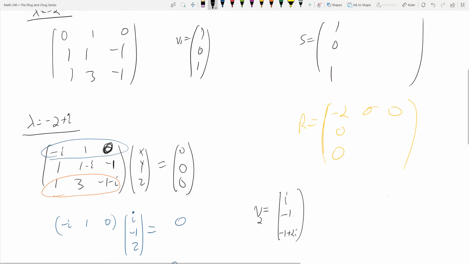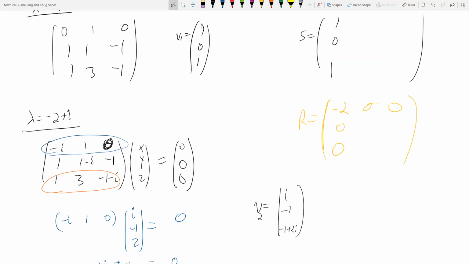We're going to do the following. We're going to take v2 and we're going to split it up into its real and its imaginary parts. All right? And so what is that? Well, here, i is essentially 0 plus 1i, right? So 0 plus 1i is i. And the negative 1 is negative 1 plus 0i. And then negative 1 plus 2i is negative 1 plus 2i. All right? Now what we're going to do, I'm going to take the real part, and I'm going to stick it in here. And then I'm going to take the imaginary part, which is 1, 0, 2, and I'm going to stick it in the second column. All right? And that's going to be my S. Okay. Do you see what I just did?